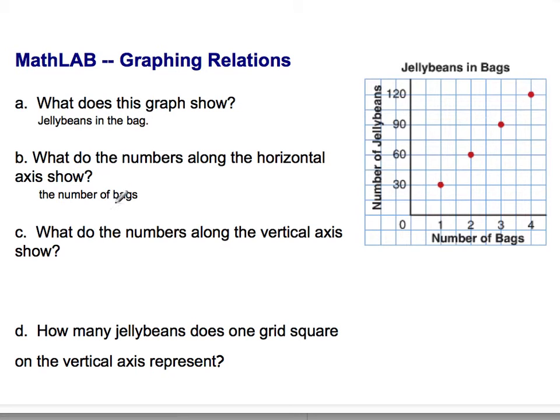It says, what do the numbers along the vertical axis show? Vertical is up and down. So that is the number of jelly beans. It says, how many jelly beans does one grid square on the vertical axis represent? Well, if I go up 1, if I go up 2, I go 30. So if 2 grid squares equals 30 jelly beans, then 1 grid square has to equal 15.